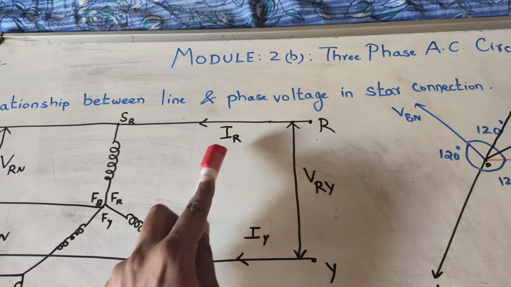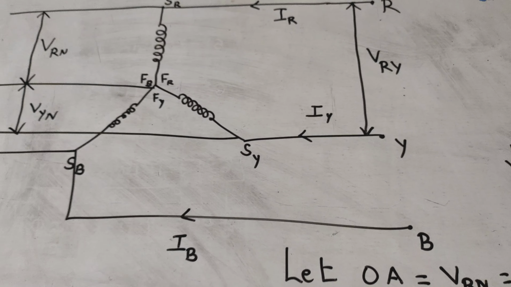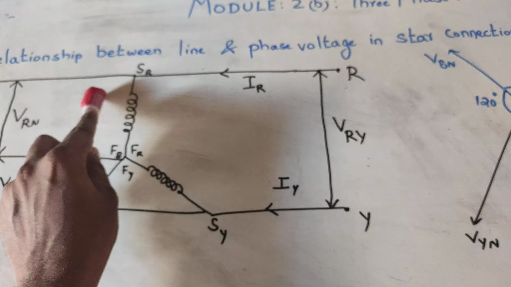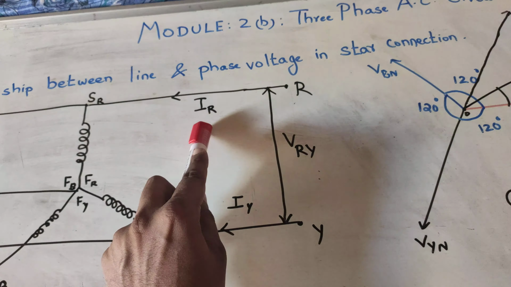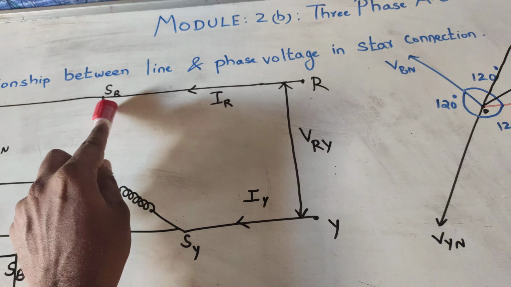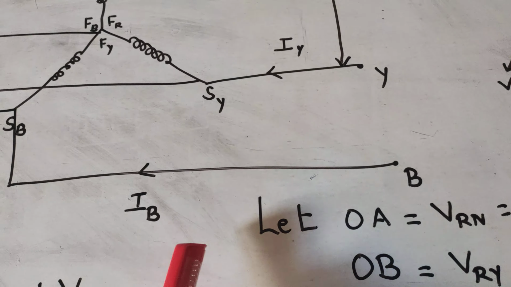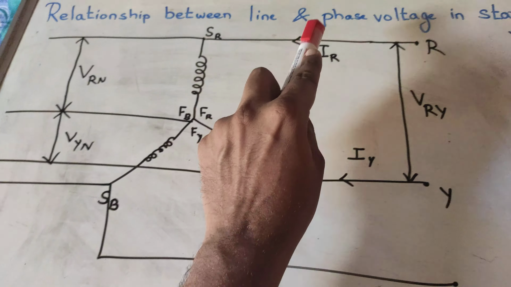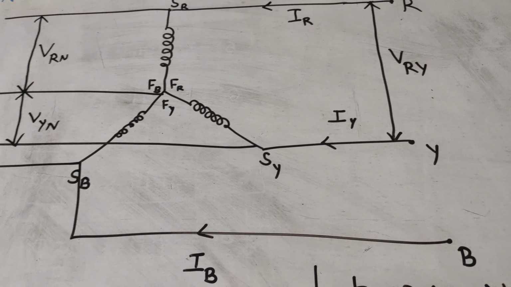The IR, IY and IB are called as the line current. What do you understand by line current? The current entering the starting points is called as line current. So IR is the current that is entering SR, IY is the current entering SY and IB is the current entering SB. Therefore, IR, IY and IB are called as line currents.